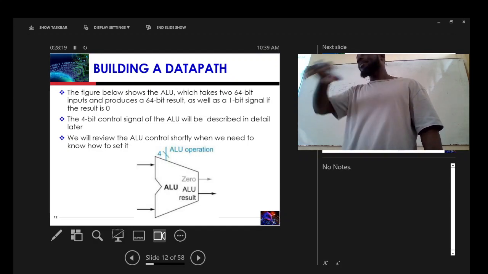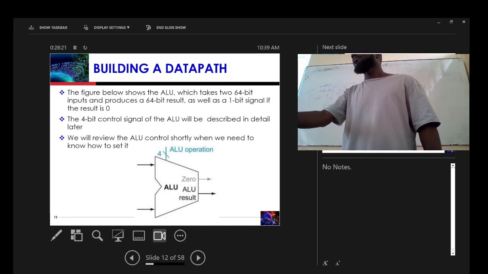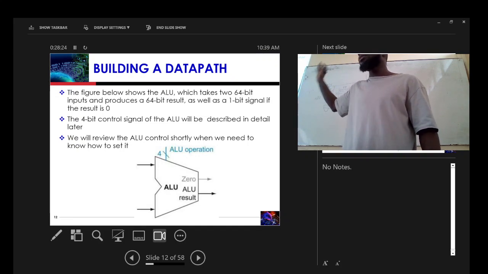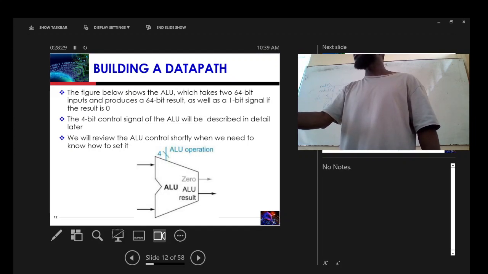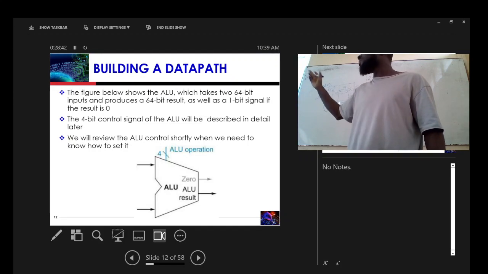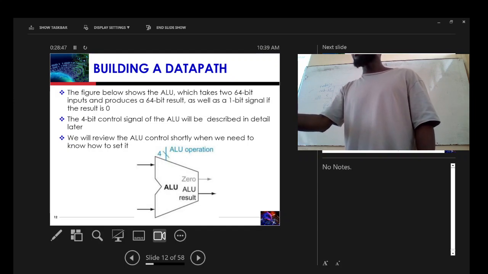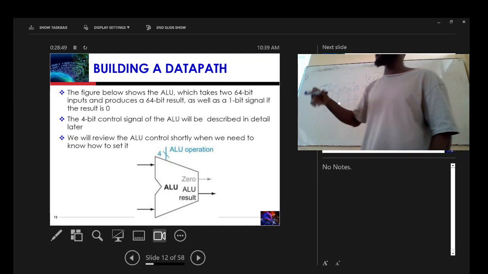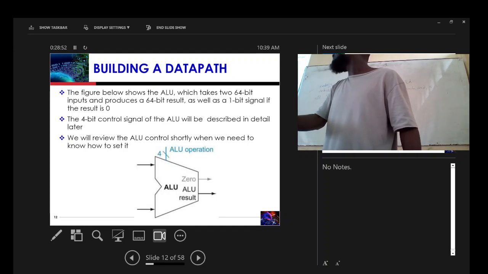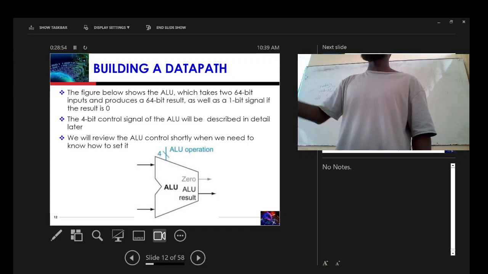So I said the ALU has one output. The ALU produces a 64-bit result, but it can also have some control signals. Sometimes you need to know whether the result produced by the ALU is zero or not, right? So it will check if the result is zero. If the result is zero, it will give a one.